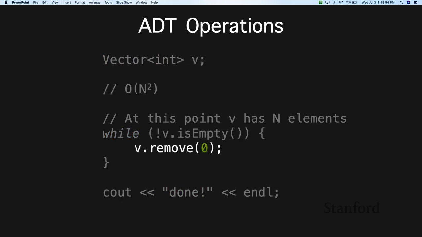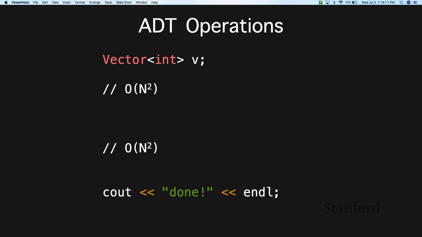Similar to the other one, V.remove is O of n. How many times is the loop repeated? n. This is why the comment is important, because sometimes you don't actually know how many elements are in there. There could be O of n squared elements or O of one elements. But here we know exactly there are n elements, so this repeats n times. So it's O of n squared. Okay? One more example.